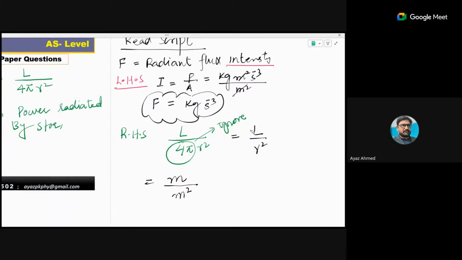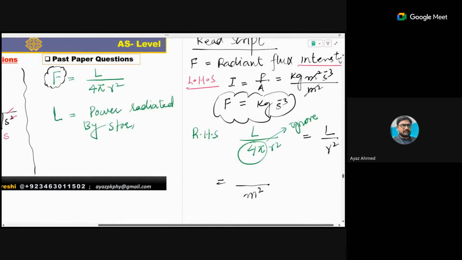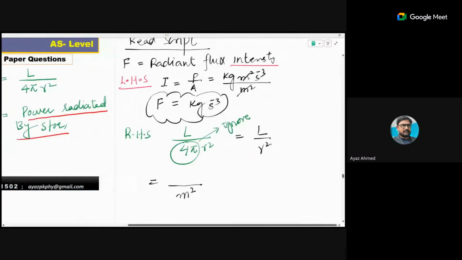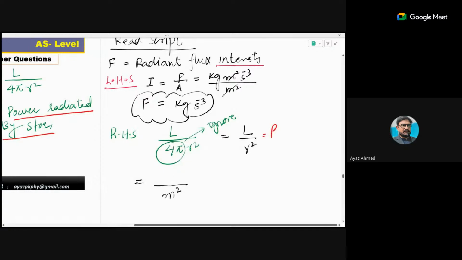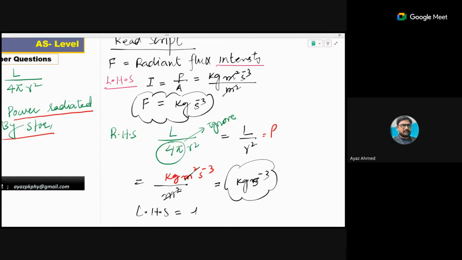Sorry, my bad. I told you to read the script, and here I have mentioned it is power. What is this L? This is the power of radiation. So the unit of power is kg m square s minus 3. I will plug these values here. The m square and m square will be cancelled, and I will get kg s minus 3. So did you see that left hand side is equal to right hand side?